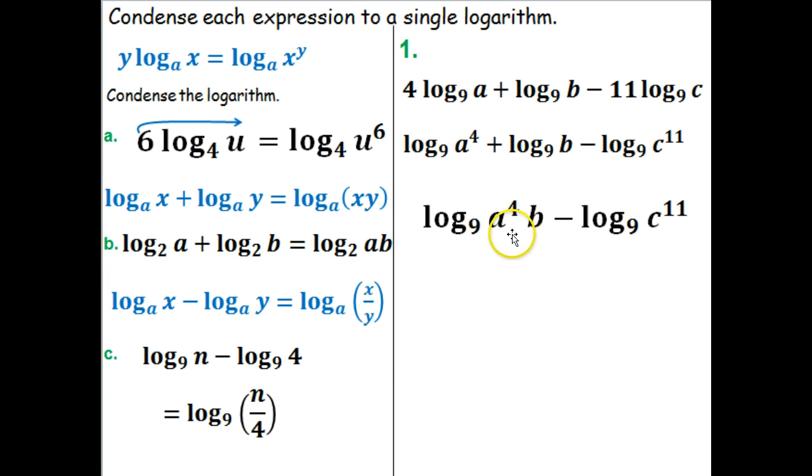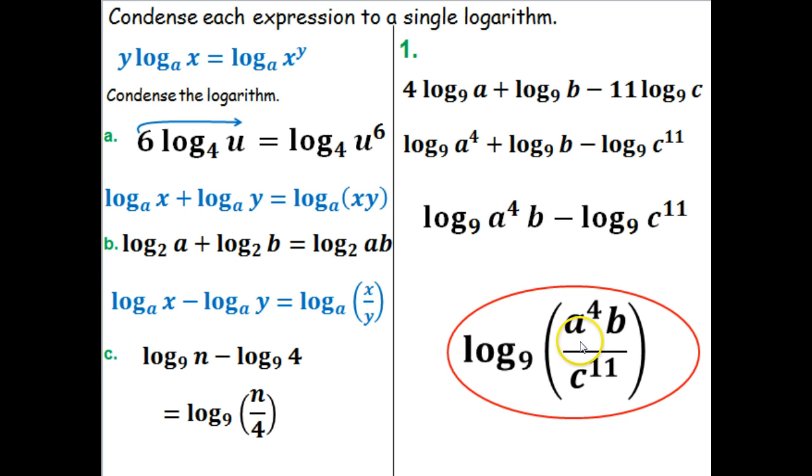So let's use that here. I have this component here divided by c to the 11th. So I'm going to have this a to the 4th b on top, and then I'm going to have c to the 11th on the denominator. So your answer should look like this. Log base 9, and this is all the same base, a to the 4th b divided by c to the 11th. This would be your final answer.